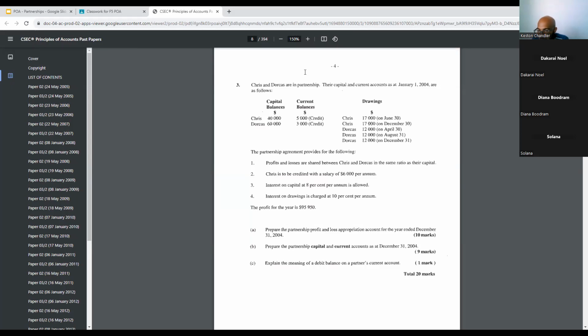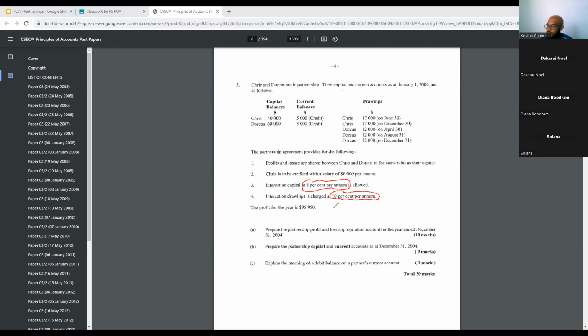The partnership agreement provides for the following. Profits and losses are shared between Chris and Dorcas in the same ratio as their capital. Chris is to be credited with a salary of 6,000 per annum. Interest on capital at 8% per annum is allowed. That's an important thing there. 8% per annum. That's for the whole year. Interest on drawings is charged at 10% per annum.